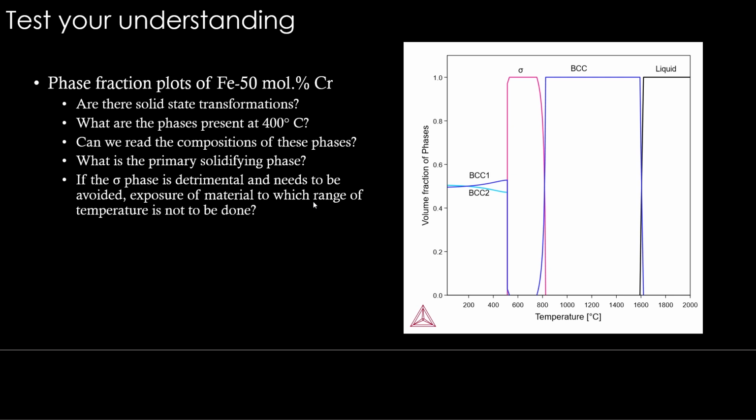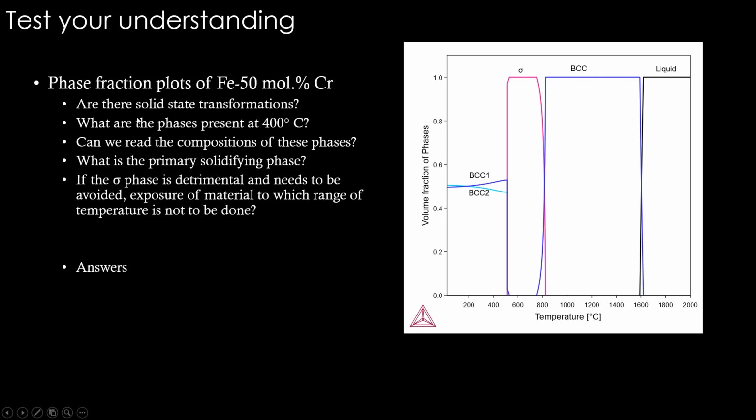Okay, because if the material is exposed to that temperature, the detrimental phase is going to form. So think about what is the temperature range where sigma phase appears, and that's the temperature range that one needs to avoid, right? So the answers are this.